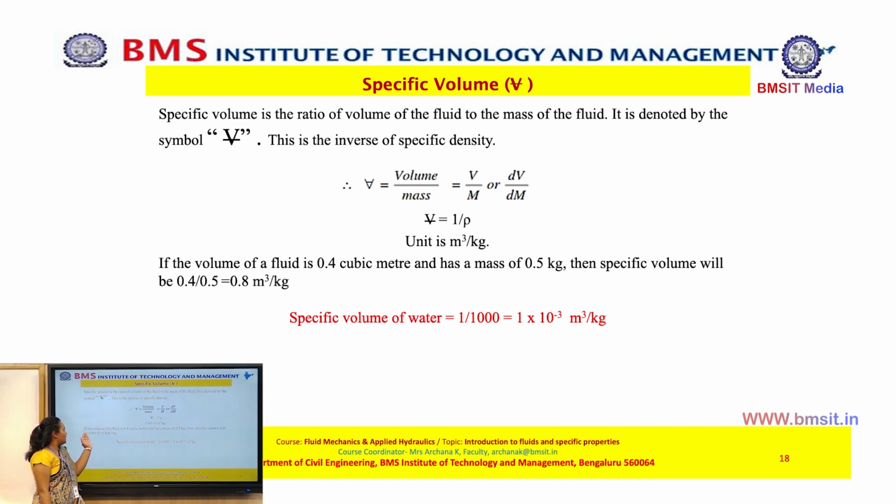And for an example, if the volume of the fluid is 0.4 cubic meter and has a mass of 0.5 kg, then the specific volume will be given as 0.4 by 0.5, which will be 0.8 meter cube per kg. That will be the specific volume of the given fluid. For water, specific volume of water is given as 1 by 1000, because we already know that the density of water is 1000 kg per meter cube. Hence, the specific volume will be equal to 1 into 10 power minus 3 meter cube per kg.